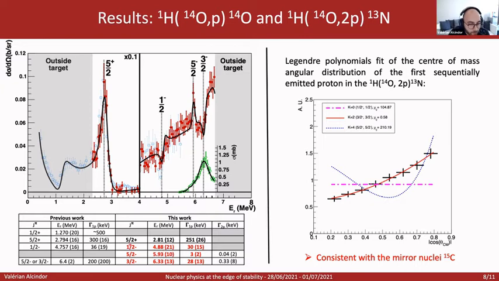What you see is that for the previously measured 5/2 plus and 1/2 minus state, we have a very good agreement with the previous experiment. And especially interesting, you see that for these negative parity states, they are all observed to be quite narrow. And this is especially interesting because they are well above the Coulomb barrier.